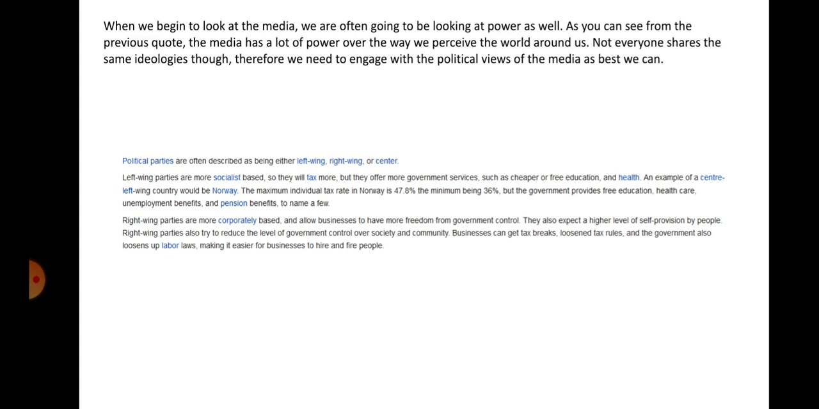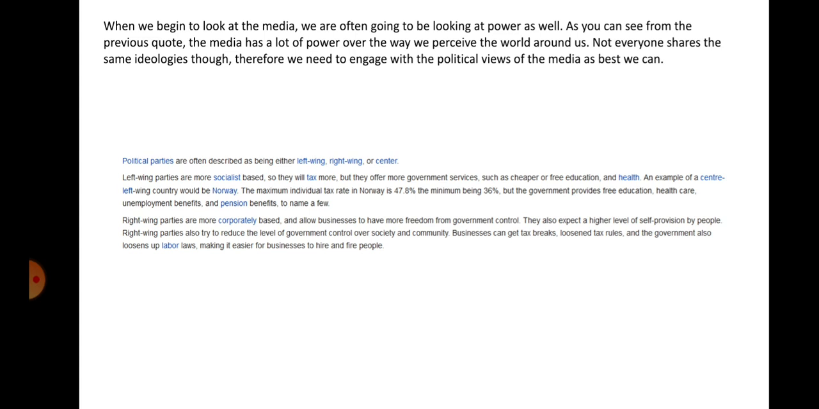Left wing parties are more socialist, so the idea is that they might tax more, but they offer more government services such as cheaper or free education and health. It also says later here: free education, unemployment benefits, and pension benefits. The idea is socialist-based, as government generally looks at society and how we can work together to create things. So it's a lot more to do with how we support our fellow man in some ways.